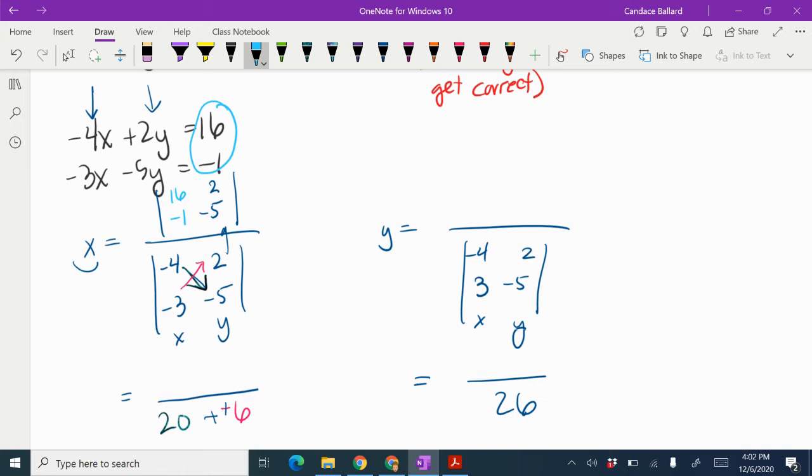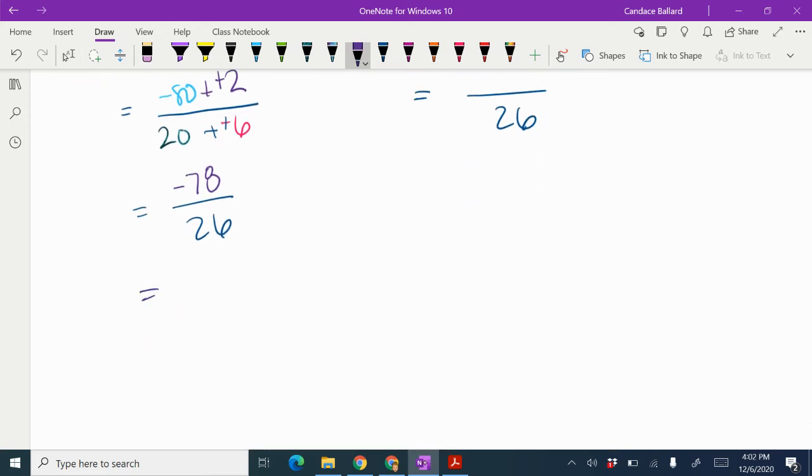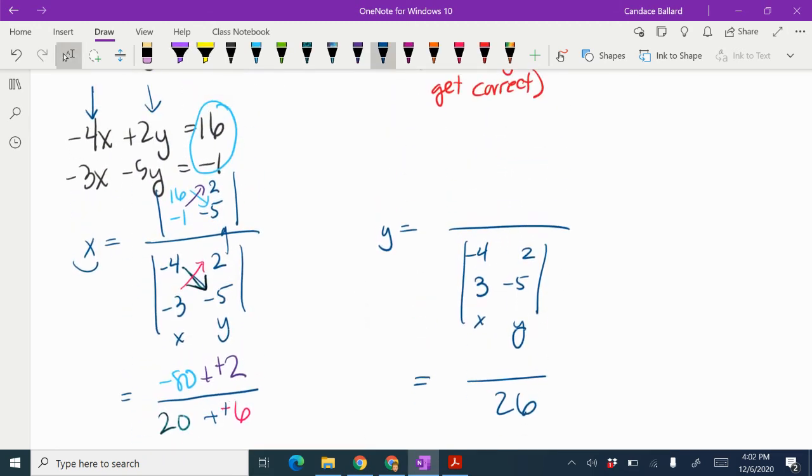So 16 times -5 equals -80. That was this diagonal. And then my up diagonal is -1 times 2, which is -2. The double negative goes positive. So -80 plus 2 is -78. And -78 divided by 26 happens to be -3. So that one turned out nice. All right, so let's try the y.